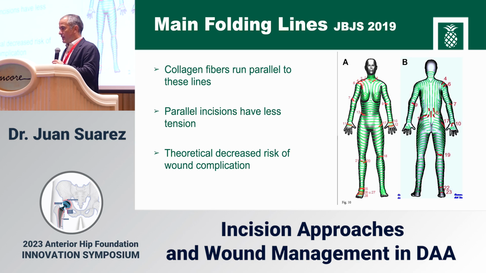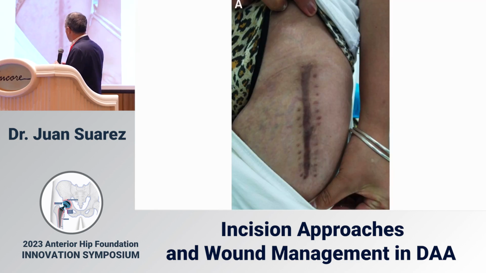Now, there's this concept of the main folding lines or crease lines in the body. And why is this important? Because the collagen fibers run parallel to these crease lines. So you can imagine if you make an incision parallel to those collagen fibers, there's going to be less tension on the wound versus if you do it perpendicular to those crease lines.